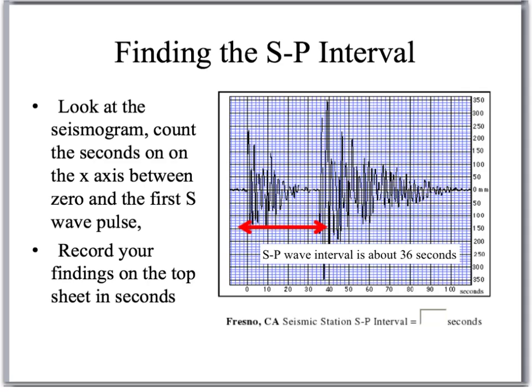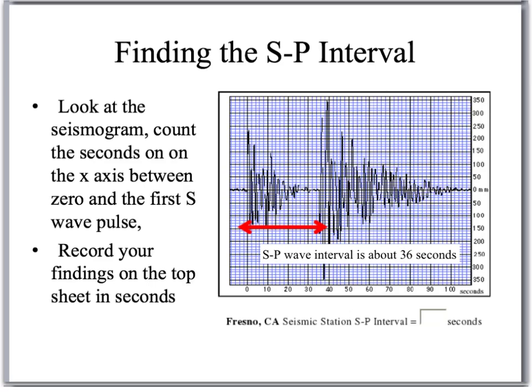First, we're going to find the time interval between the P wave and the S wave. Look at the seismogram. Count the seconds on the x-axis between the 0 point and the first S-wave pulse. Record your findings on the top sheet in seconds. For this example, the distance between the S and P wave was about 36 seconds.